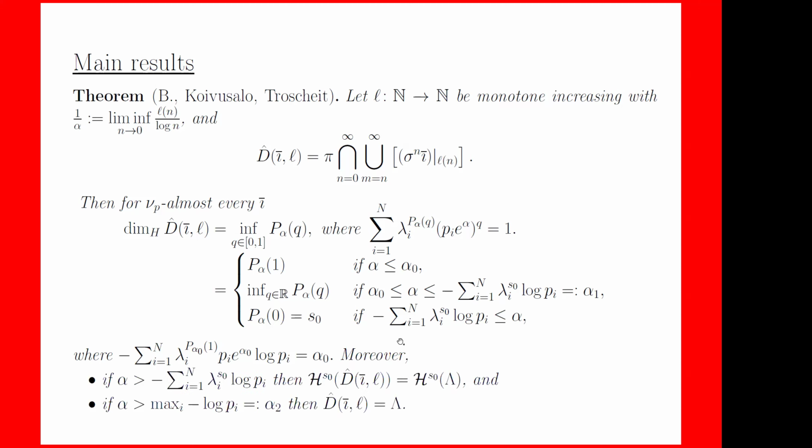And you also get the same type of results for the measure. Namely, if your alpha is strictly greater than this value, then you almost surely cover almost every point with respect to the S naught dimensional Hausdorff measure. And if your alpha is greater than this maximum, which is basically minus the logarithm of the smallest probability, then you almost surely really cover everything. Okay, big formula, let's see a picture.